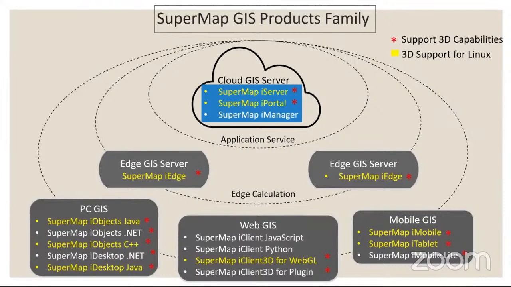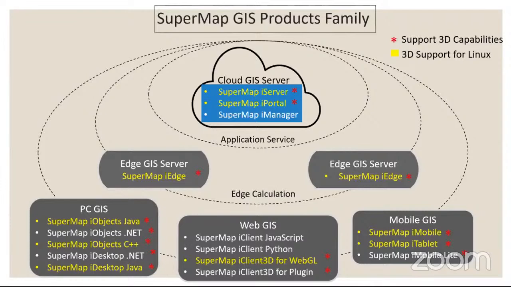As you can see, there is this red mark. I'm not really sure of the names of these symbols, but I'm just going to say the red mark. Where there is a red mark next to a product, it means that it supports 3-dimension data, while the yellow text means it supports 3D capabilities in the Linux operating system.